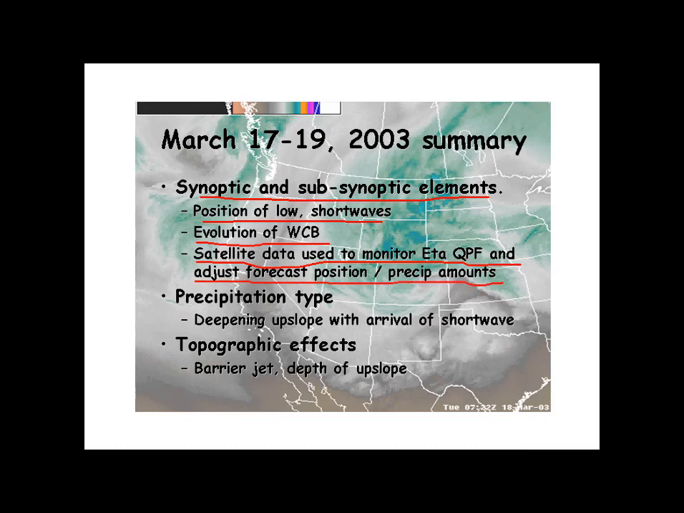We also want to take notice of the precipitation type, as the deepening upslope with the arrival of the shortwave caused increased precipitation, cooling the lower levels off faster, and thus we had a changeover from rain to snow a lot quicker. We also want to take into account the effects of topography, particularly noticing the formation of the barrier jet along with the increased depth of the upslope.